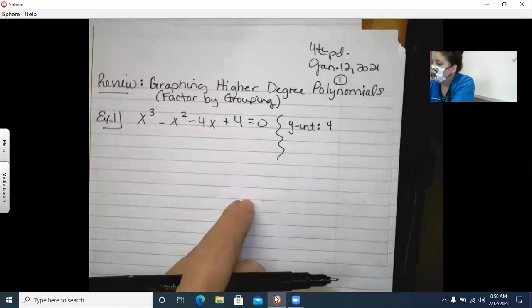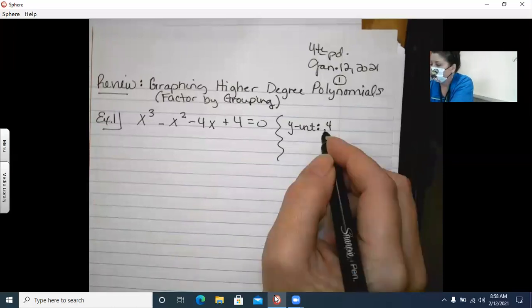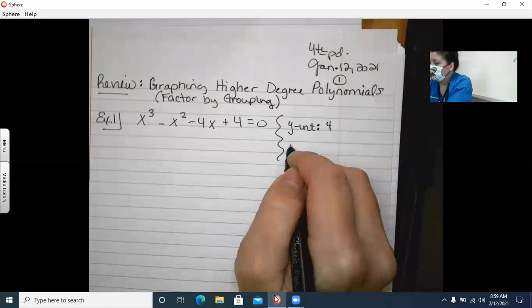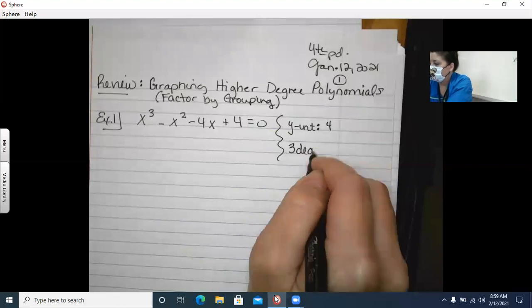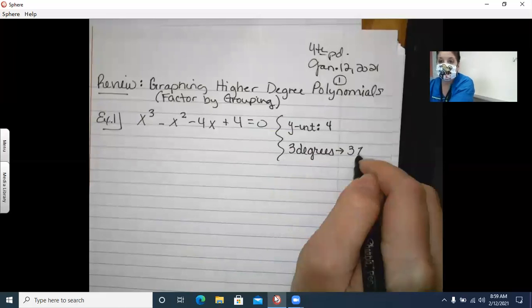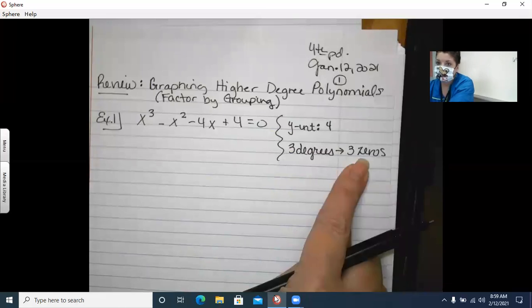We also know how many degrees there are. In this case, how many degrees are there? 3 degrees. 3 degrees tells us there's how many zeros? 3 zeros. Zeros are also called roots, x-intercepts, solutions. But remember, only our real zeros are x-intercepts. If they're imaginary, yes, it's still a solution, but it will not be where the graph crosses the x-axis.